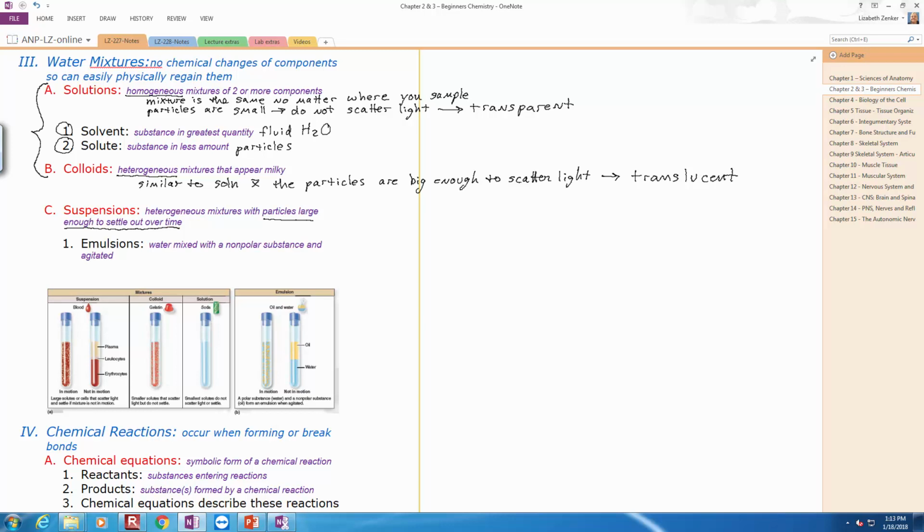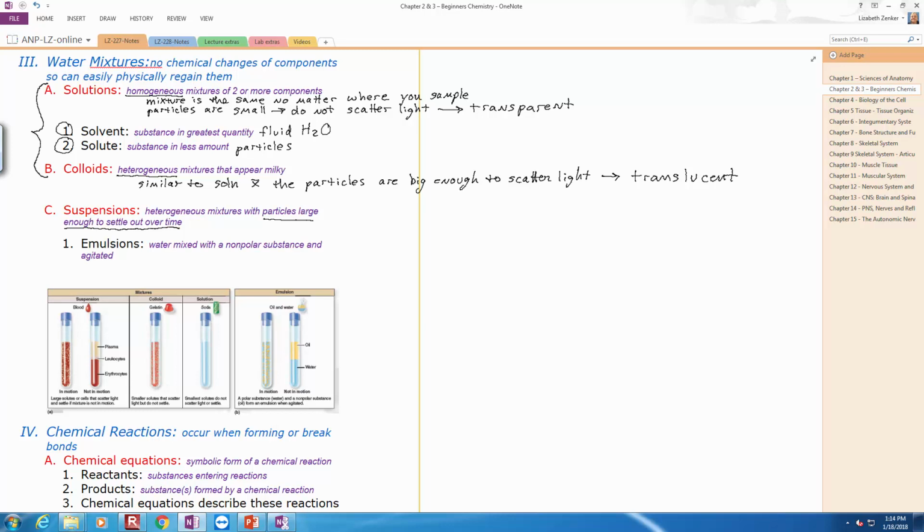If you have a colloid, this is heterogeneous, hetero meaning different. So you can see slightly different. So a heterogeneous mixture that appears milky. So it's similar to a solution. SOLN is my abbreviation for solution, and the X with a line in it means except. So that's shorthand or medical terminology for except. So it's similar to a solution, except the particles are big enough to scatter light. And that's why it looks a little milky, or in this case, translucent. So it's not clear, but you can see that there's stuff in it. It's not just water, right?